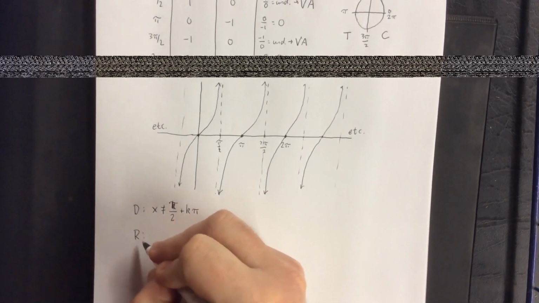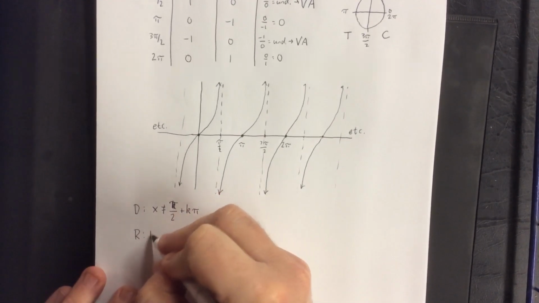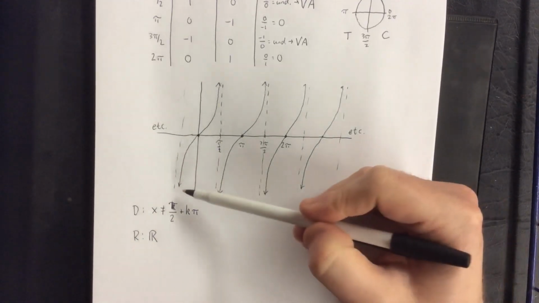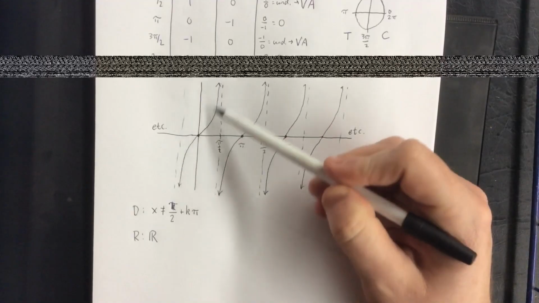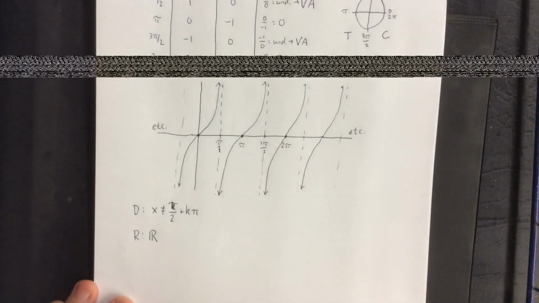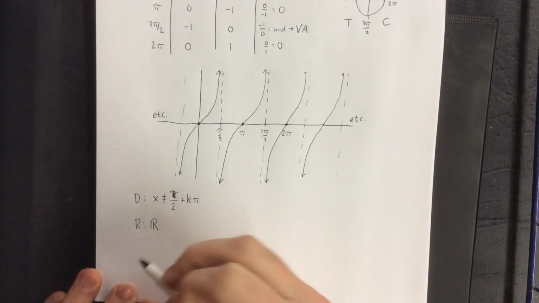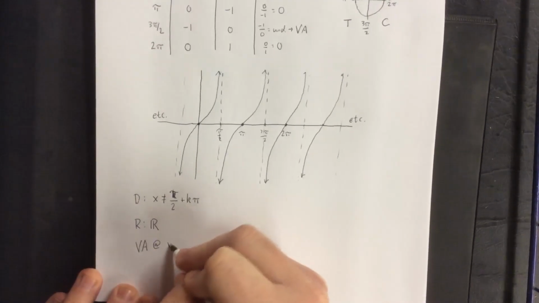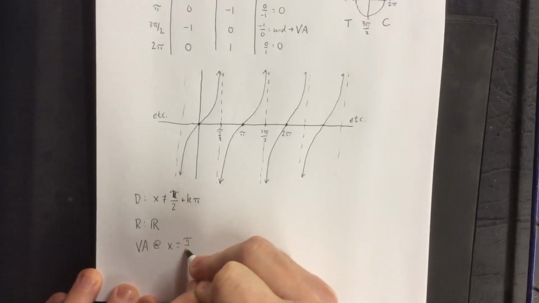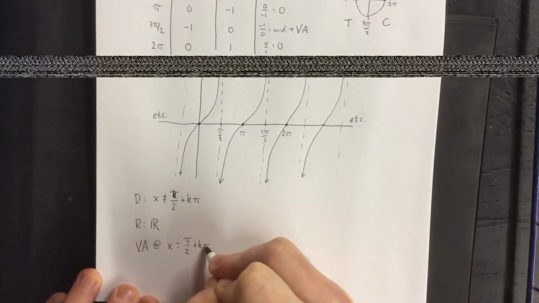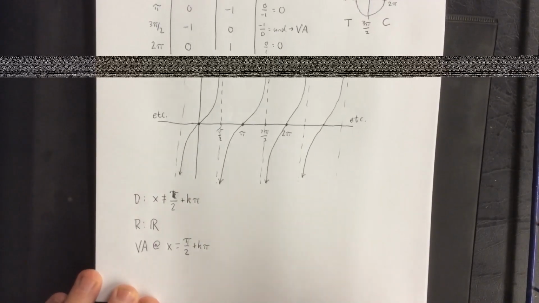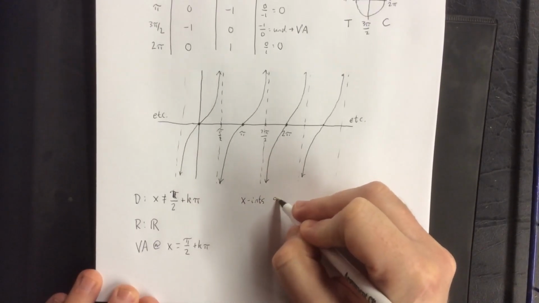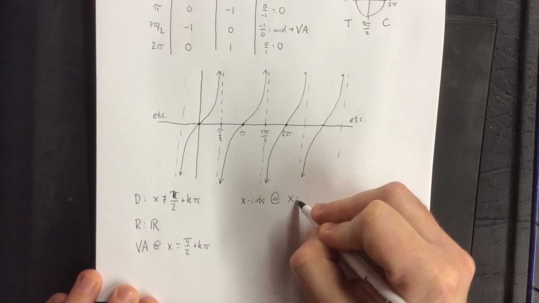The range, which we talked about in section 7.5, will be all real numbers. And indeed, it hits all real numbers between any two consecutive asymptotes. Everywhere that we have a domain issue, we are going to have a vertical asymptote. Vertical asymptote at x is equal to pi over 2 plus k pi. We'll see x-intercepts at every integer multiple of pi.